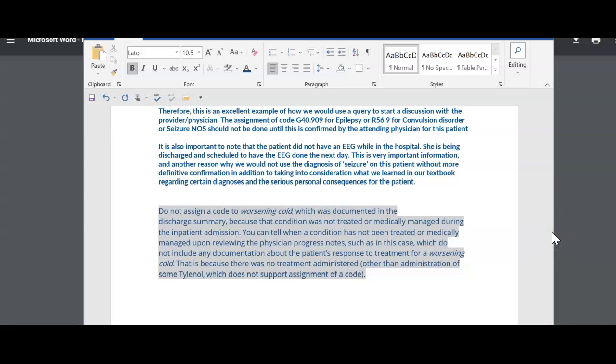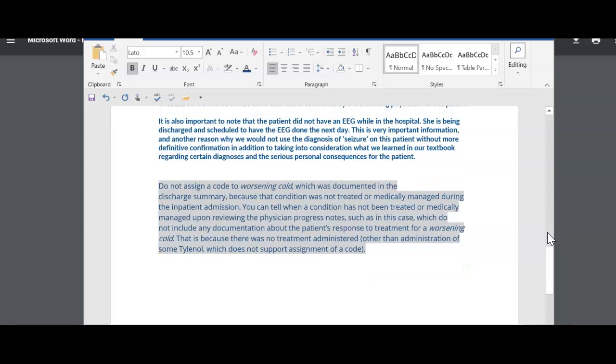And one other thing, a few of you had worsening cold, which was documented in the discharge summary, but because that condition wasn't treated or medically managed during that inpatient admission, you can tell when a condition has not been treated or managed upon reviewing the physician's progress notes, such as in this case, which do not include any documentation about that patient's response to treatment for a worsening cold. That's because really no treatment was administered besides some Tylenol, but that does not support assignment of a code.